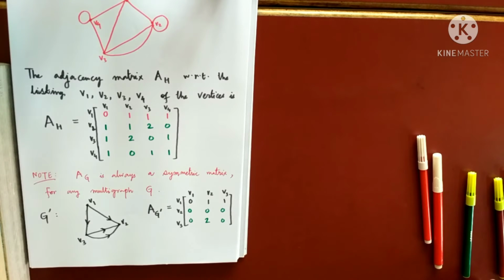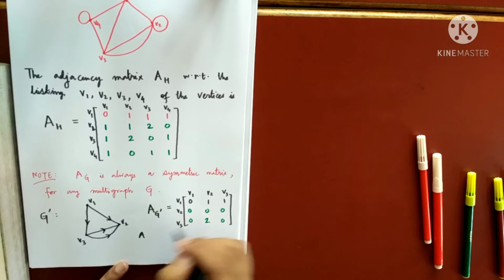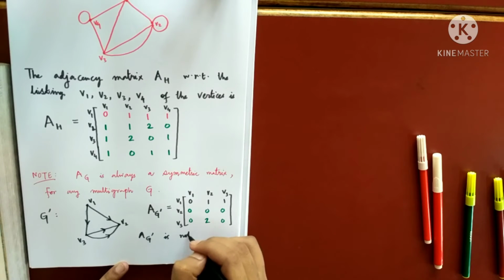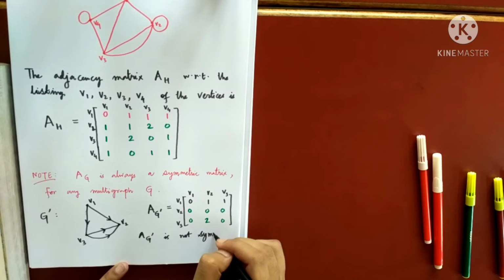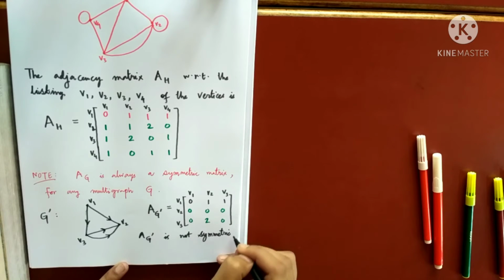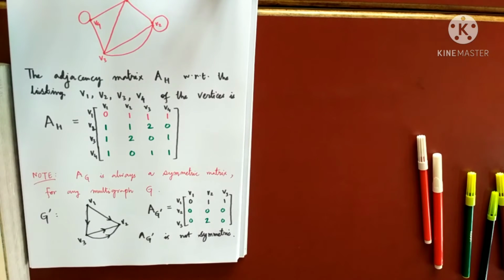Okay. So what you note here, this time the adjacency matrix may not be symmetric. You can check, this is not a symmetric matrix. It's not symmetric. So for a digraph, the adjacency matrix may not be symmetric, but for a multigraph or simple graph, it will be always symmetric. Okay.